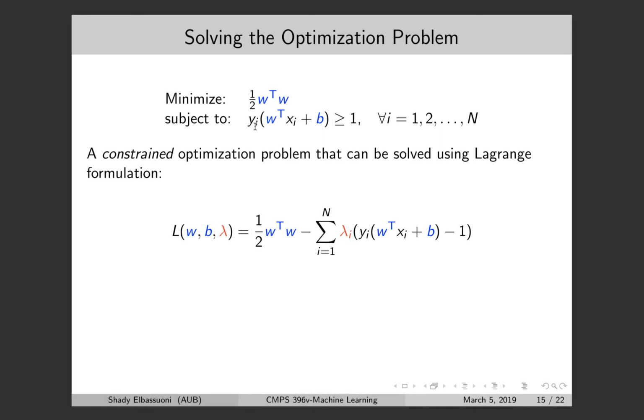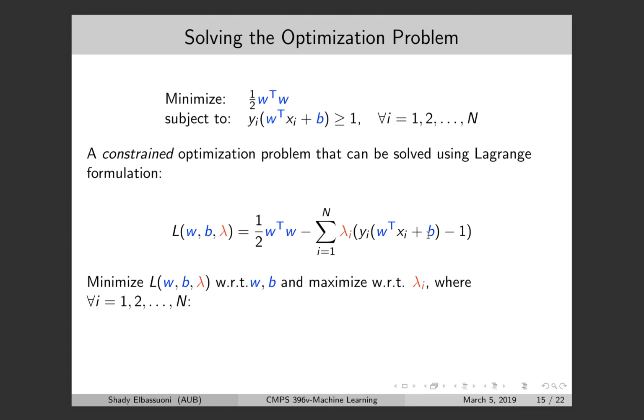So how do I convert this into the Lagrange form? I take my objective function and subtract every constraint that I have in the zero form. So I have minimize half W transpose W minus, I have n constraints, so I subtract these n constraints in the zero form. Every constraint is yi (W transpose xi plus B) minus 1. That's in the zero form. Multiply this by a Lagrange multiplier lambda i, and since I have n of these, it's the summation from i equal 1 to n of lambda i yi (W transpose xi plus B minus 1).